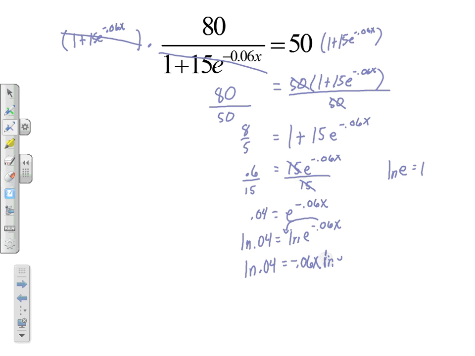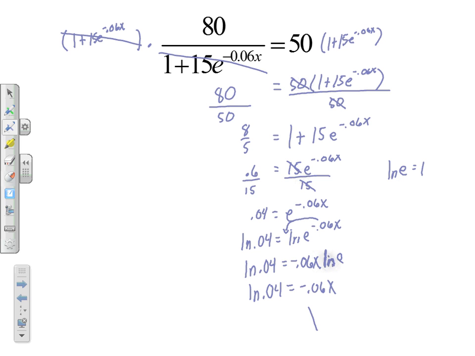natural log of e. I seem to have some gaps where the camera is missing some parts on the board when I write on it. Okay, and again, this is where I want to show you that the natural log of e is just 1. So I have the natural log of 0.04 is equal to negative 0.06x, because I'm not going to write the 1 because 1 multiplied by anything doesn't change anything.